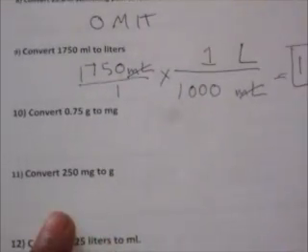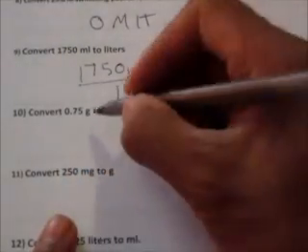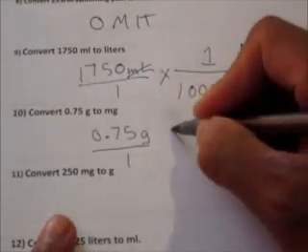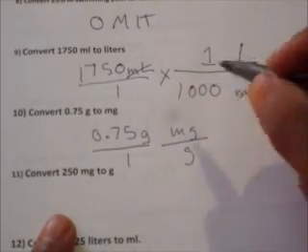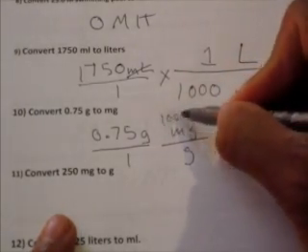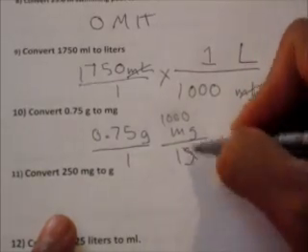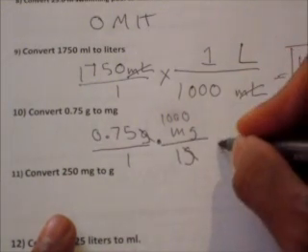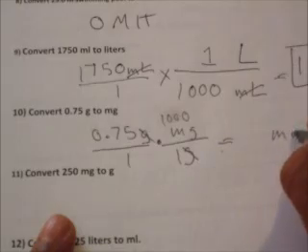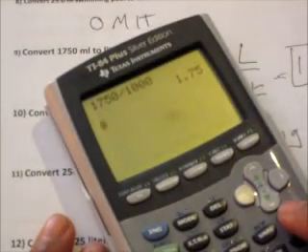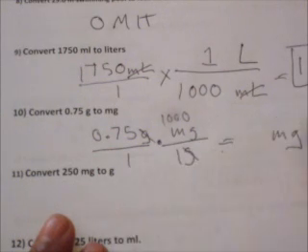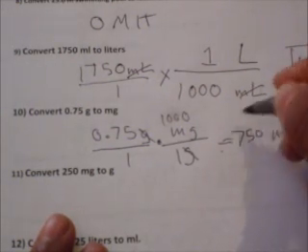There you go. The next one says 0.75 grams to milligrams. So we're going to do 0.75 grams divided by 1. Our desire is milligrams over grams. Now, there are 1,000 milligrams in 1 gram. These grams cancel out. And so what you end up having is 0.75 times 1,000, and that's what it will equal your milligrams. So let's punch that into the calculator. 0.75 times 1,000 equals 750. Your answer is 750 milligrams.